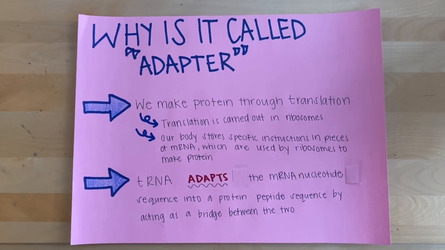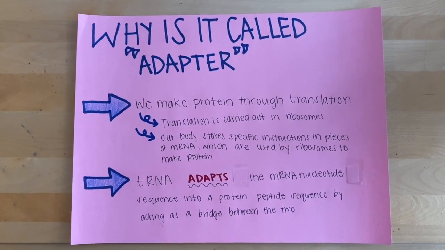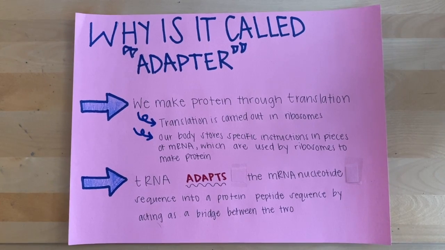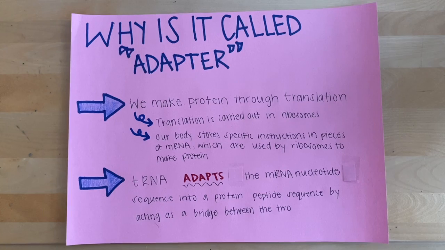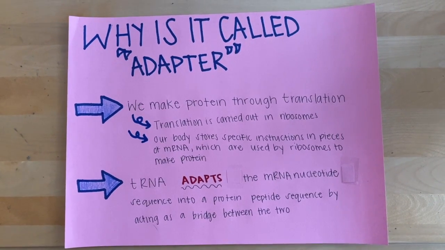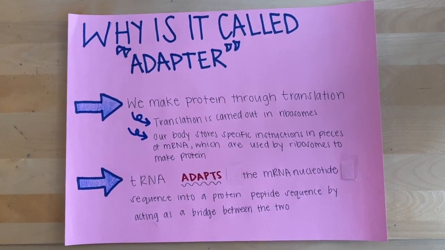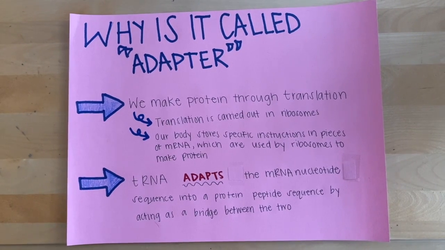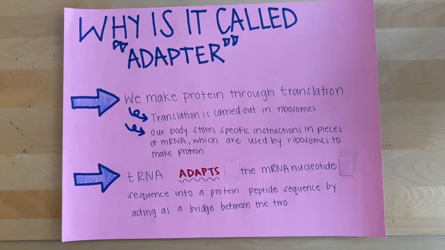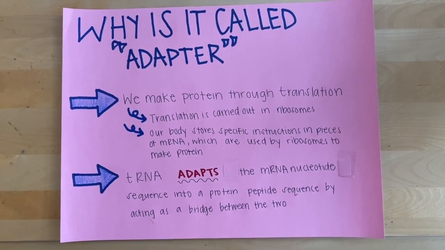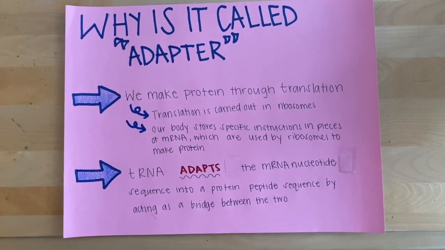To be more specific, though, our bodies make proteins through a process known as translation. Translation is carried out in ribosomes, which are made of RNA and protein. Our bodies store specific instructions in pieces of mRNA, which are used by ribosomes to make proteins. tRNAs adapt the mRNA nucleotide sequence into the proper protein peptide sequence by acting as an intermediate between the two, which is why it got its name as the adapter molecule.